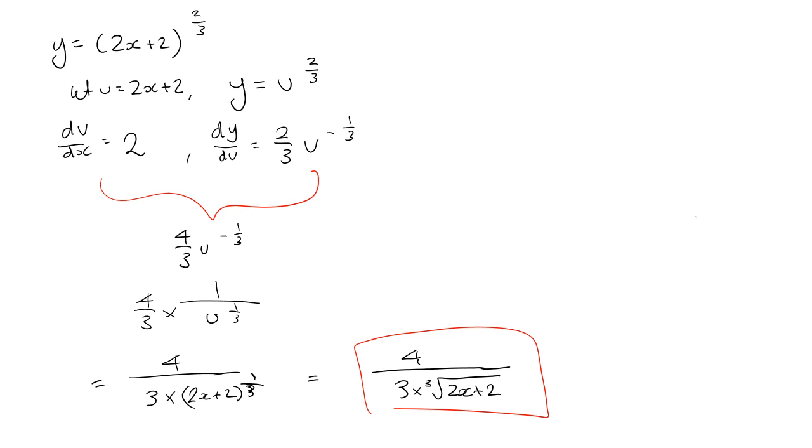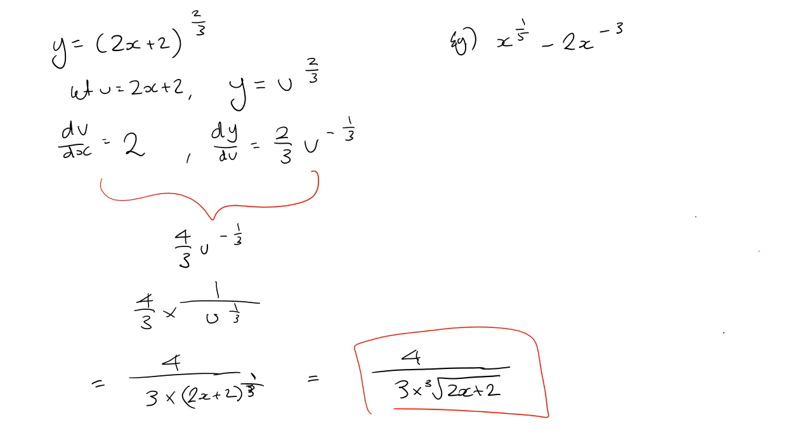Let's try another example. What if we had x to the power of 1/5 minus 2x to the power of negative 3? Now, what we have to do here is recognize that this is a minus. When it's a minus or a plus, we would just find the derivative of these two functions and just add or subtract them. Okay, that's the easiest way.